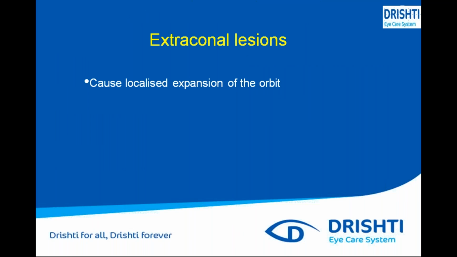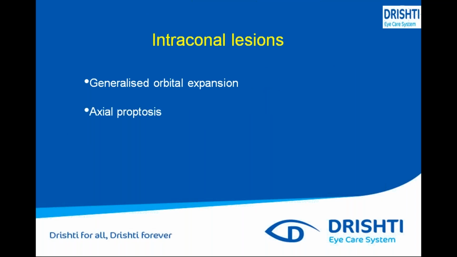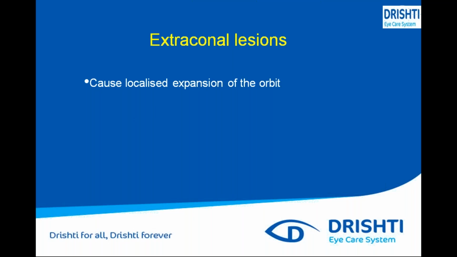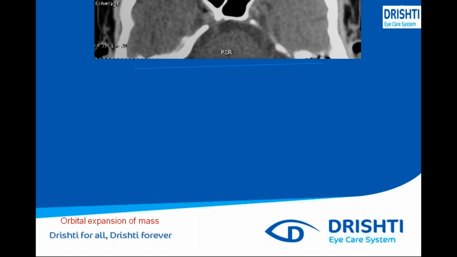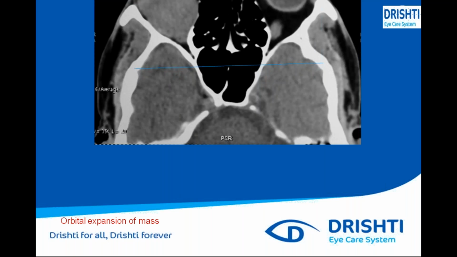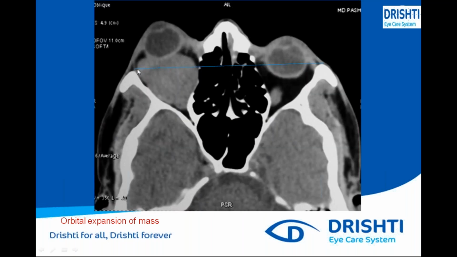So coming to the extraconal mass and intraconal mass. There are two things, extraconal and intraconal. If you see this picture, this is an intraconal mass. If you see, the rectus muscles are visible on this side, on the other side it's not well visible, but it is inside the cone, inside the two orbits.